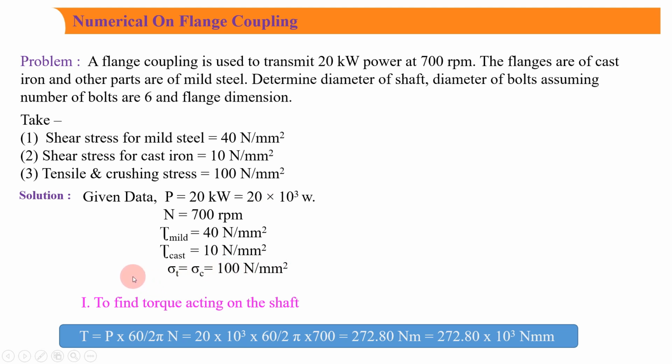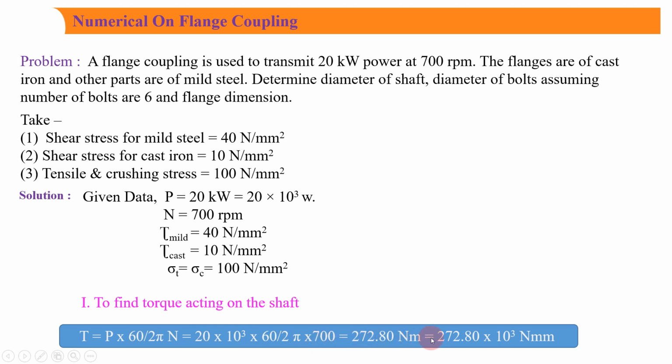Now I am starting to solve the numerical according to step number 1. So what is step number 1? Step number 1 is to find out the torque acting on the shaft. To design a flange coupling, the first step is to find the torque acting on the shaft. The formula for that is T is equal to P into 60 upon 2 pi N. Putting in all the values, 20 into 10 raised to 3 into 60 by 2 pi into 700, I am left with 272.80 Newton meter.